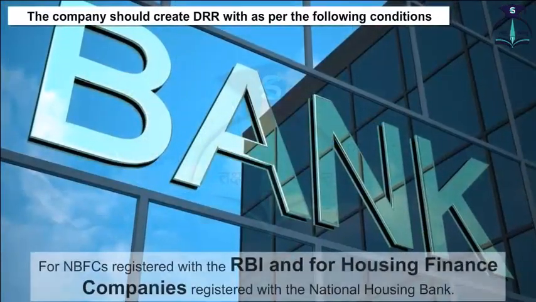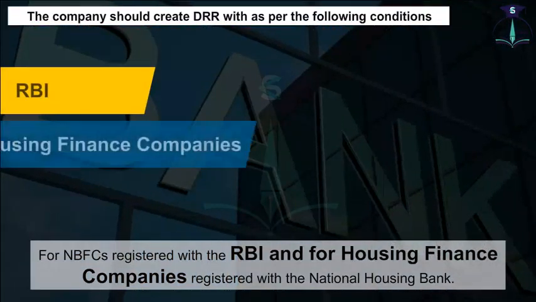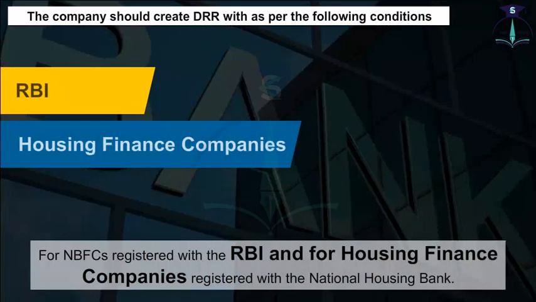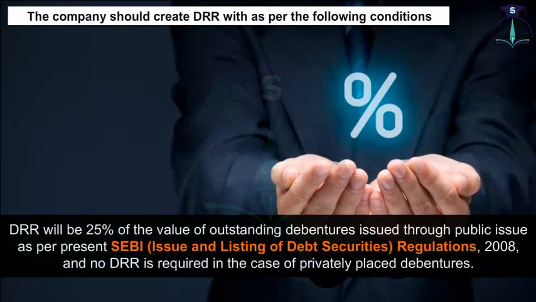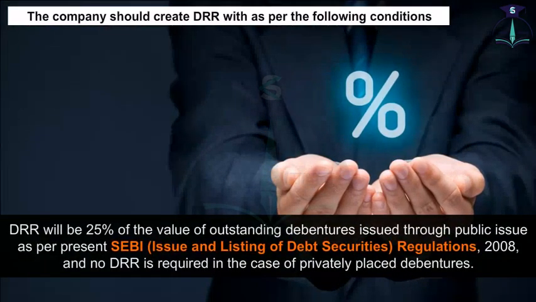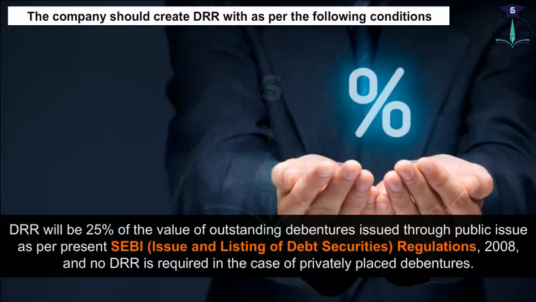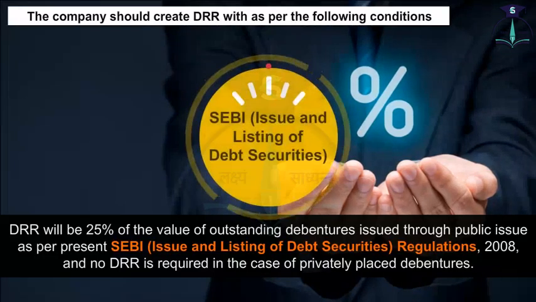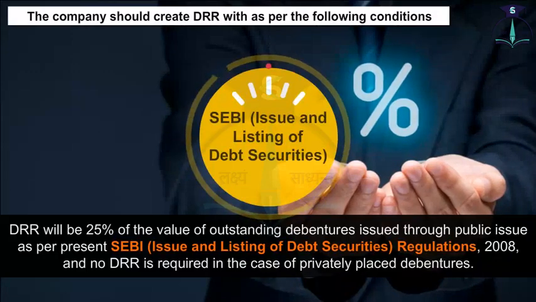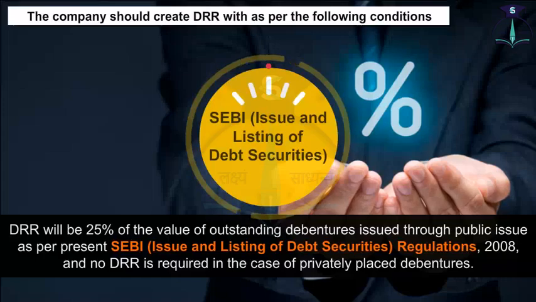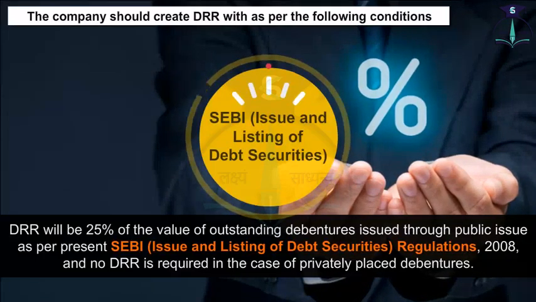2. For NBFCs registered with the RBI and for housing finance companies registered with the National Housing Bank, DRR will be 25% of the value of outstanding debentures issued through public issue as per the SEBI Issue and Listing of Debt Securities Regulations 2008, and no DRR is required in the case of privately placed debentures.